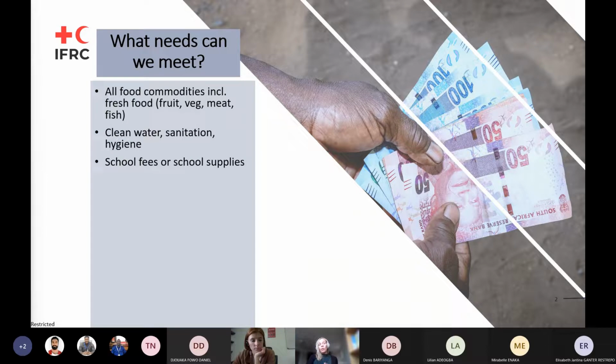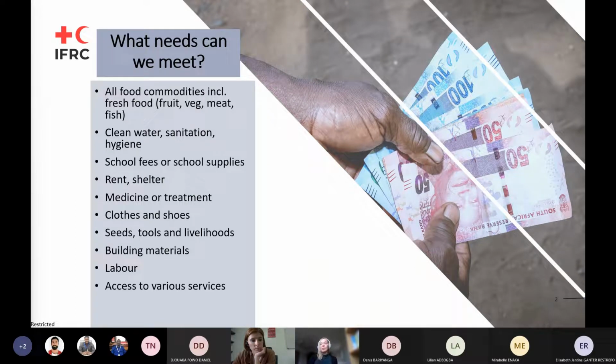We can give access to clean water, to sanitation items, hygiene items. We might see people spending money on school fees or school supplies. We use cash in shelter programming for both rent and for shelter items. If we have a multi-purpose cash grant, we also see that some people might prioritize to buy medicine, clothes and shoes, so very normal items that people need. Beyond that, we also see a lot of livelihood support. So seeds and tools, a very common one, fishing gear, but increasingly we're also seeing cash used, for example, to support income generating activities.